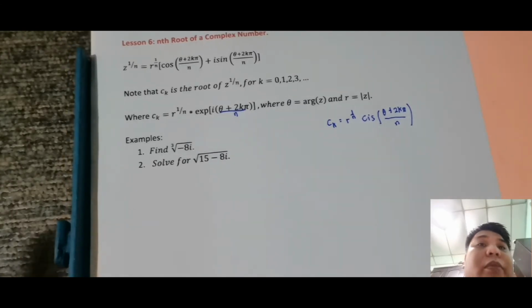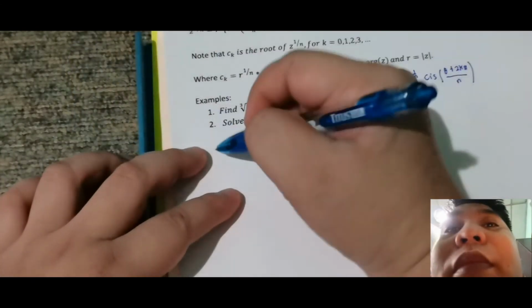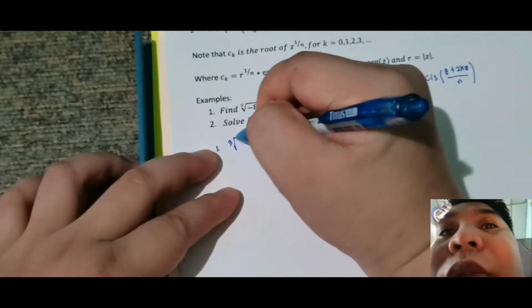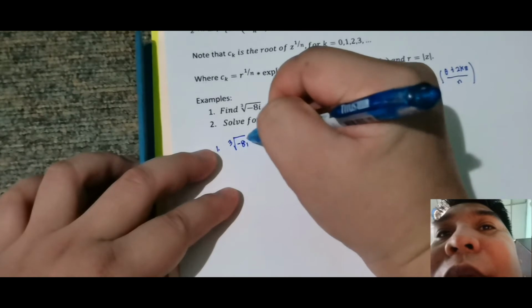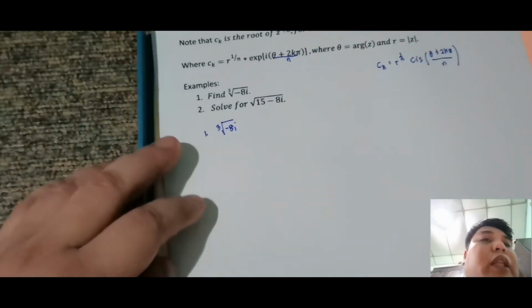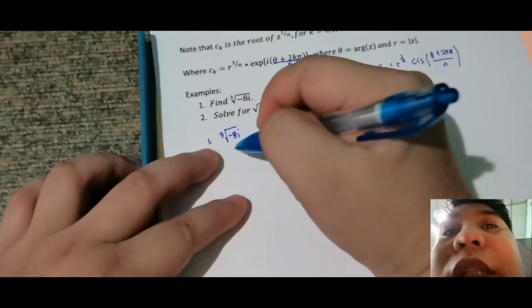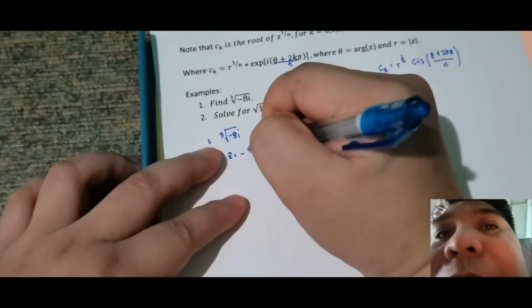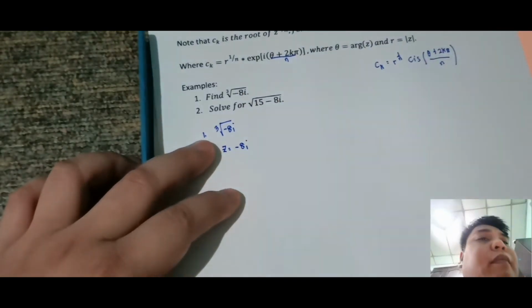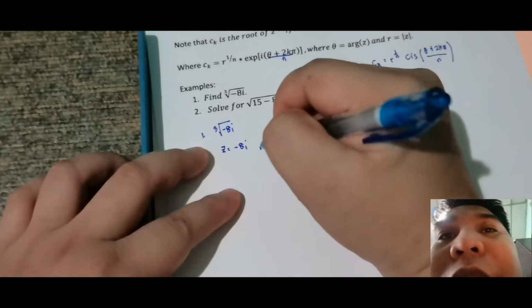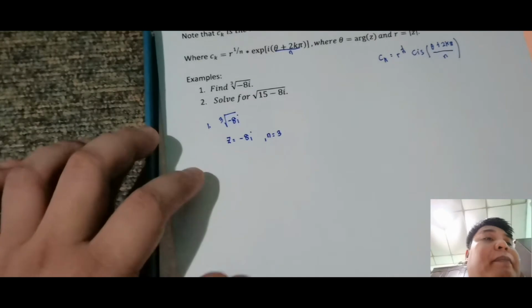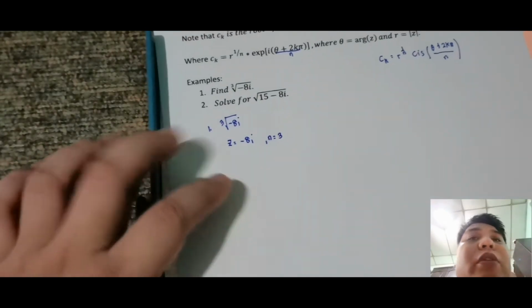Okay, so let's proceed to example number 1. For number 1, find the cube root of negative 8i. So, what are the important things? The important thing is to find c. Our c here is negative 8i. Right, now what is n? Our n here is 3 because we are asked to find the cube root. Right, next, let's get the modulus.